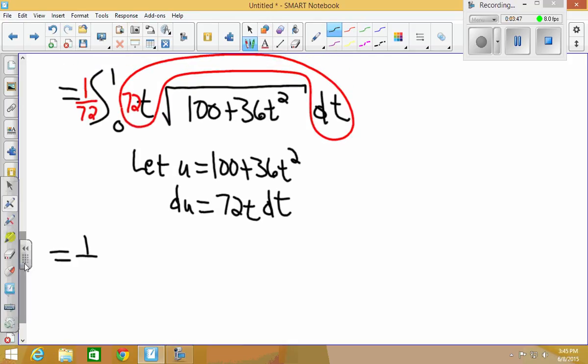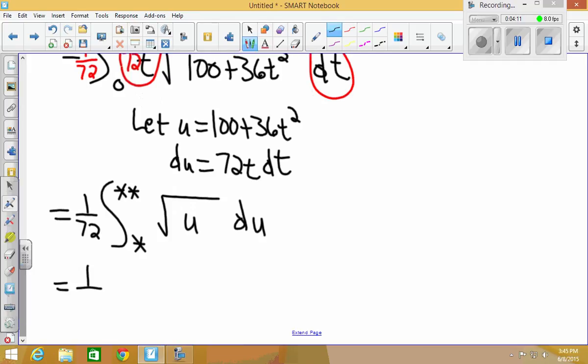So this becomes 1 over 72 times the integral. We're changing variables, so our limits of integration would change, but we don't really care what they are at this point. Square root of u du. Square root of u, remember, is equal to u to the 1/2. And when you integrate, you add 1 to the power. So u to the 1/2 plus 1 is u to the 3/2, and then you have to divide by that same number.